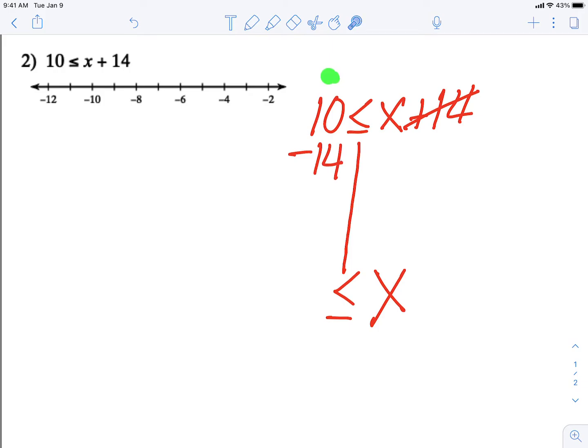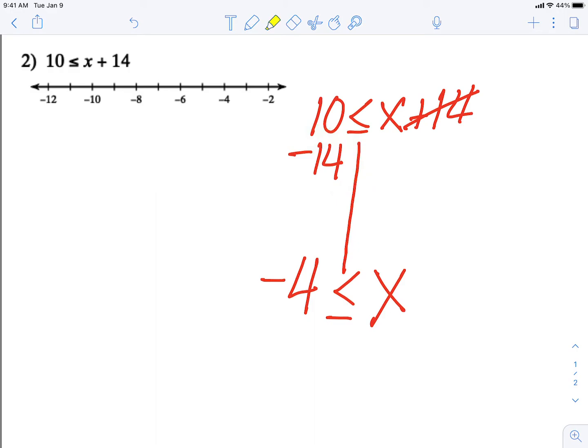So this is a positive 10 and a negative 14. They are not the same signs. So I have to subtract. 14 minus 10 is 4. And it's a negative 4 because 14 is bigger and 14 is a negative. So the answer is negative 4.